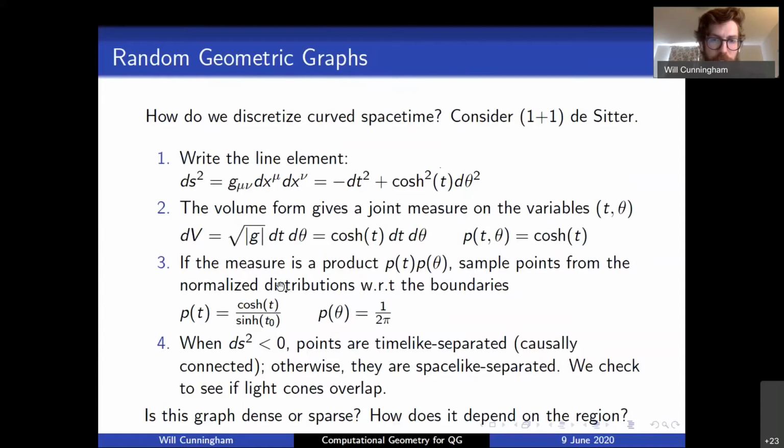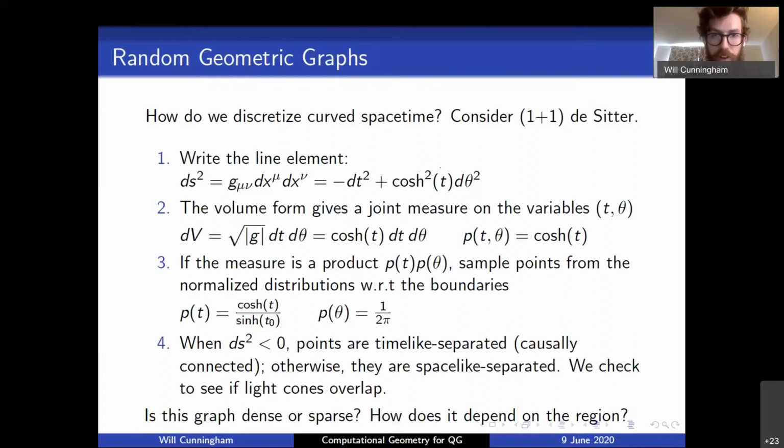If we write out these normalized probability distributions with respect to some boundaries that we'll look at in the next slide, we end up, for instance, sampling from a cosh distribution and from a uniform distribution over 1 over 2 pi. Like I said before, if this distance is negative, we're going to say the points are time-like separated. In other words, they're causally connected. Otherwise, they are space-like separated. What we're going to do is check to see if the light cones are going to overlap for this region.